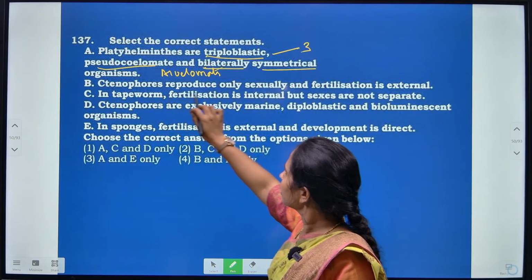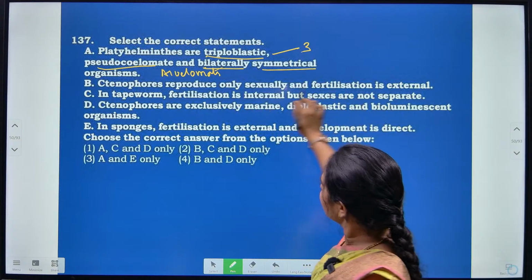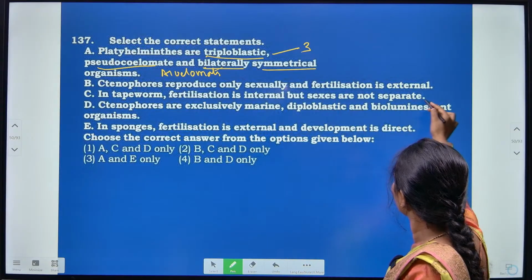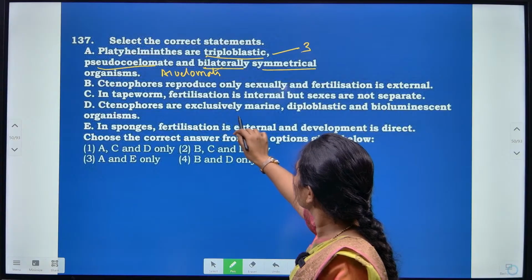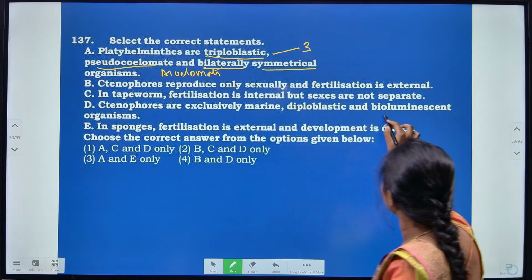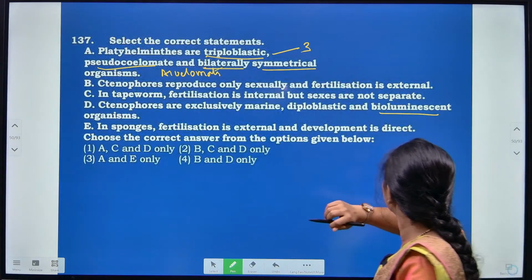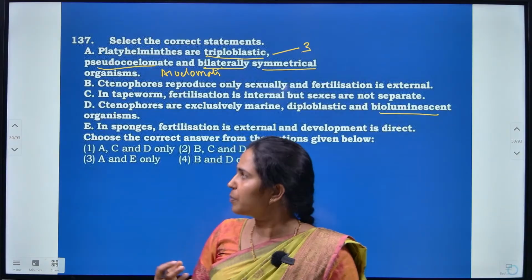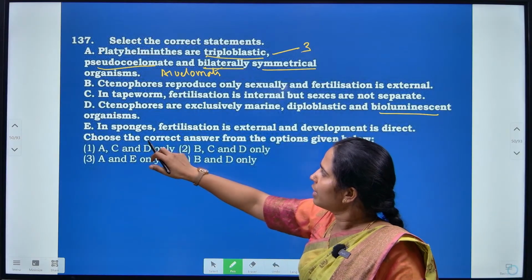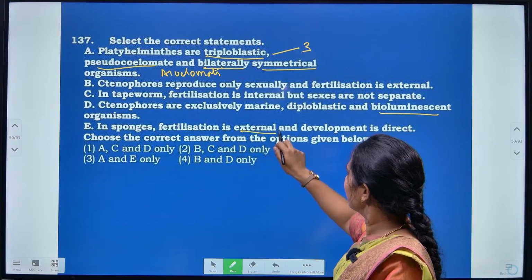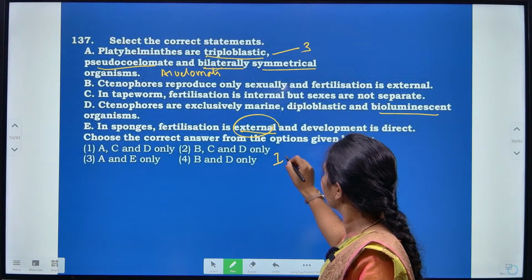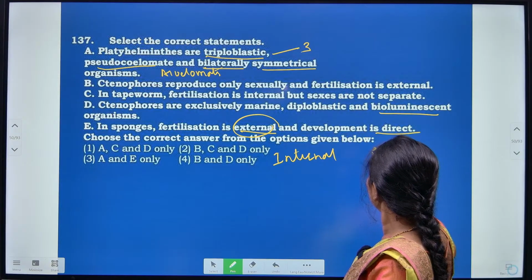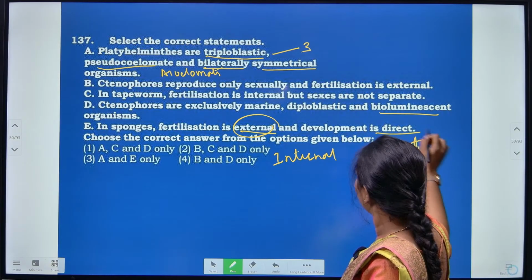Yes, ctenophores reproduce only sexually and fertilization is external. In tapeworm, the fertilization is internal but sexes are not separate, right? Ctenophores are exclusively marine, diploblastic, and show the property of bioluminescence. Bioluminescence is nothing but the property of emitting light, and it is shown by the ctenophores. Next, in sponges, is the fertilization external? It is not external, but internal fertilization, and the development is not direct, but indirect development.